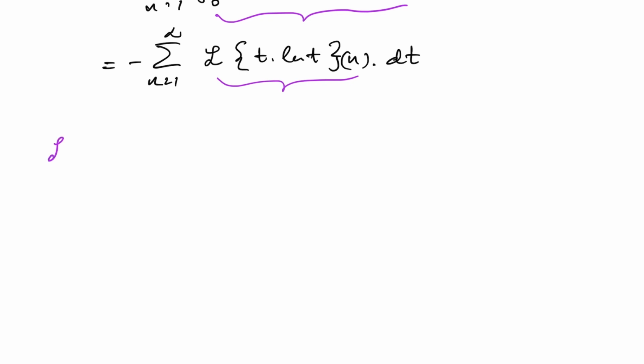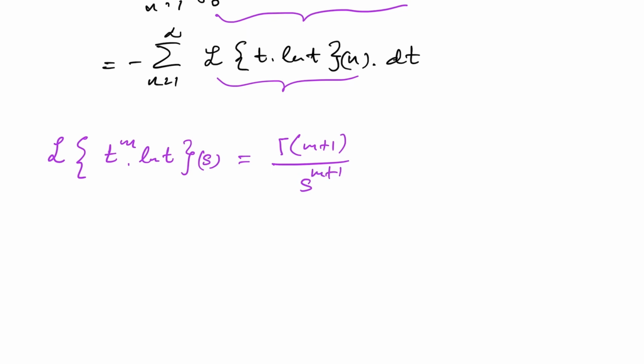In a previous video we discussed the Laplace transform of t to the m times natural log of t. Here we have gamma of m plus 1 over s to the m plus 1 times digamma of m plus 1 minus natural log of s. If you would like to watch this video, I will add the link in the description and also make a card.